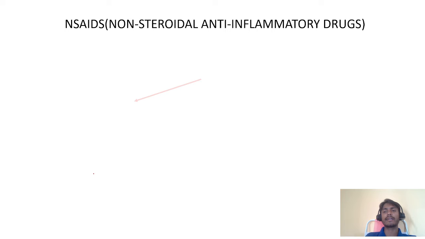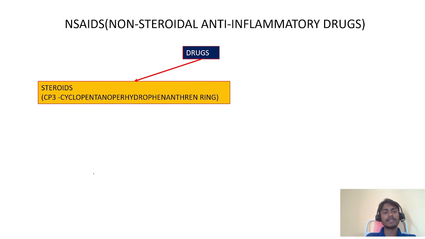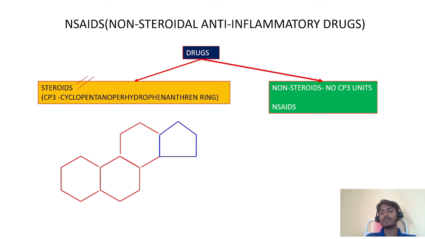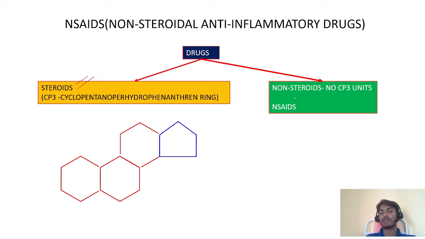Next, non-steroidal anti-inflammatory drugs. See, drugs can be of two types. One is steroid-containing drugs, that have the CP3 unit, the cyclopentanoperhydrophenanthrene ring. So this ring we can call the CP3 ring. Next one is non-steroids, with no CP3 unit. Non-steroidal drugs, nothing but NSAIDs, we can call no CP3 unit. So these two types of drugs are there: one is steroid, another one is non-steroidal drugs.